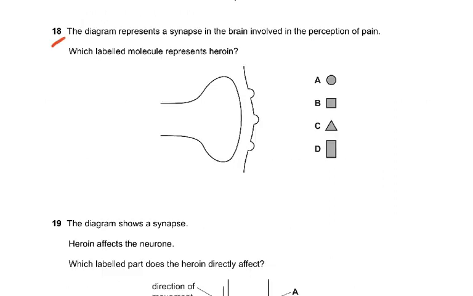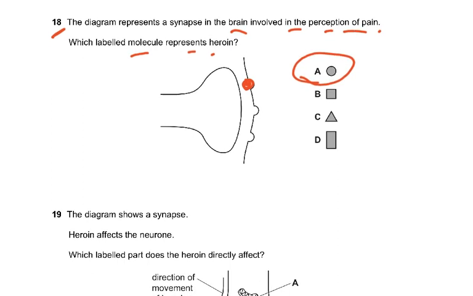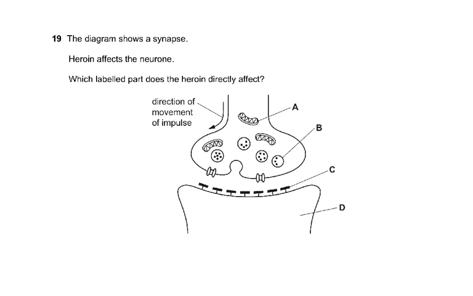Question number 18. The diagram represents a synapse in the brain involved in the perception of pain. Which labeled molecule represents heroin? You have to see which one fits here. So that is why the answer would be A. The diagram shows a synapse. Which labeled part does the heroin directly affect? It is going to affect the C part, because the heroin attaches to receptors on the postsynaptic neuron.